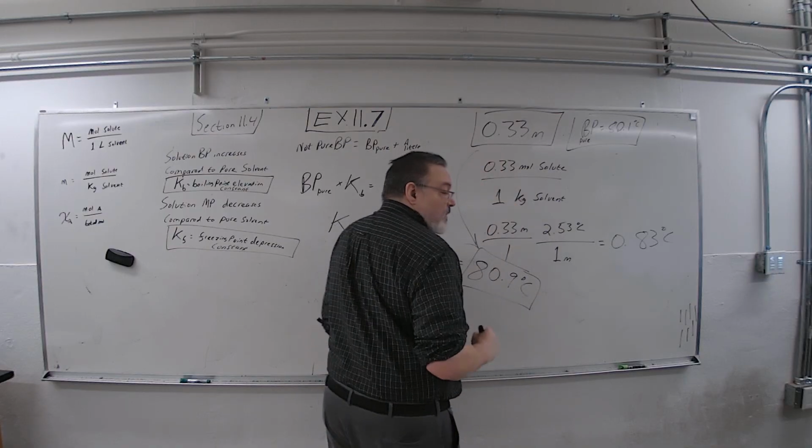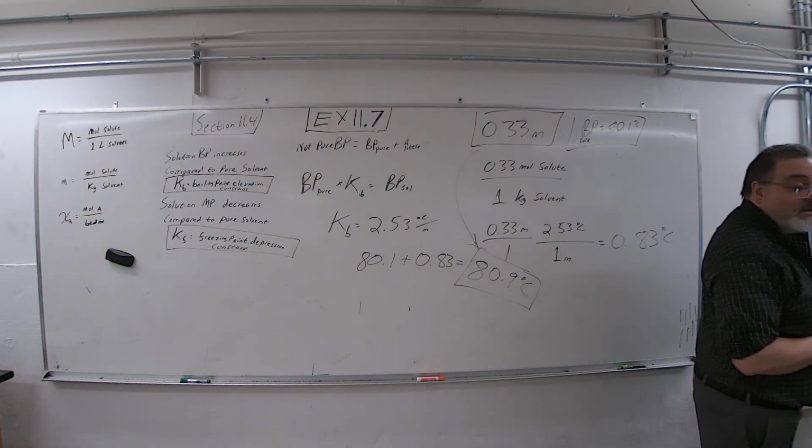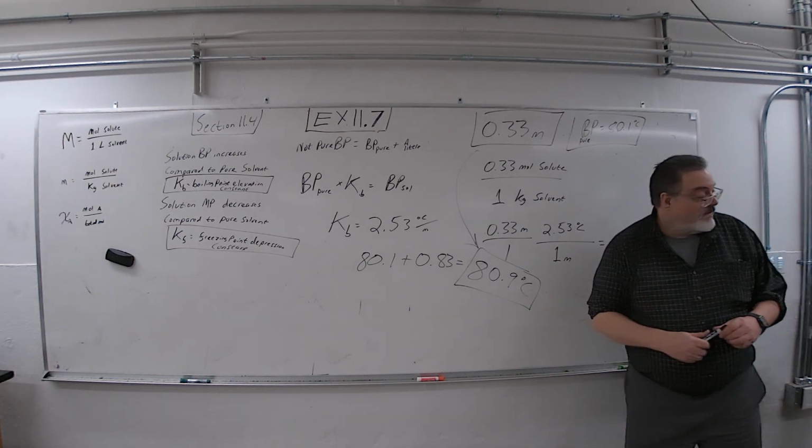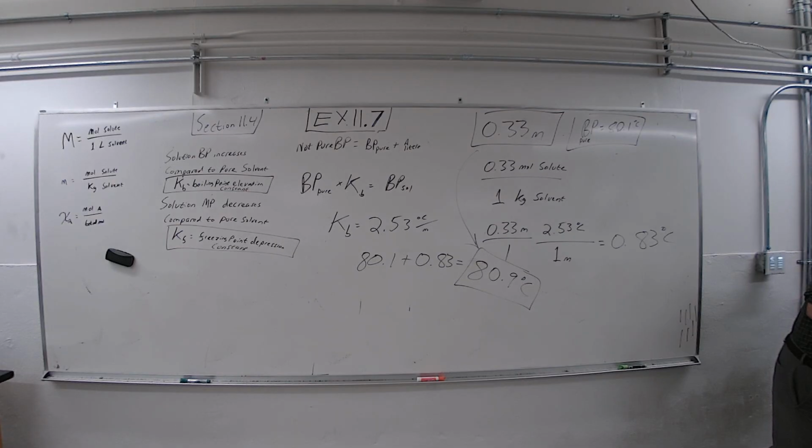Honestly, I just took a lot longer to describe something that was way more simple than it was. But you need the constant. You need to be given the constant. I'm not expecting you to memorize the constants. Okay, this one, 11.8, actually gives you the proper amount of information. So I should probably just take.